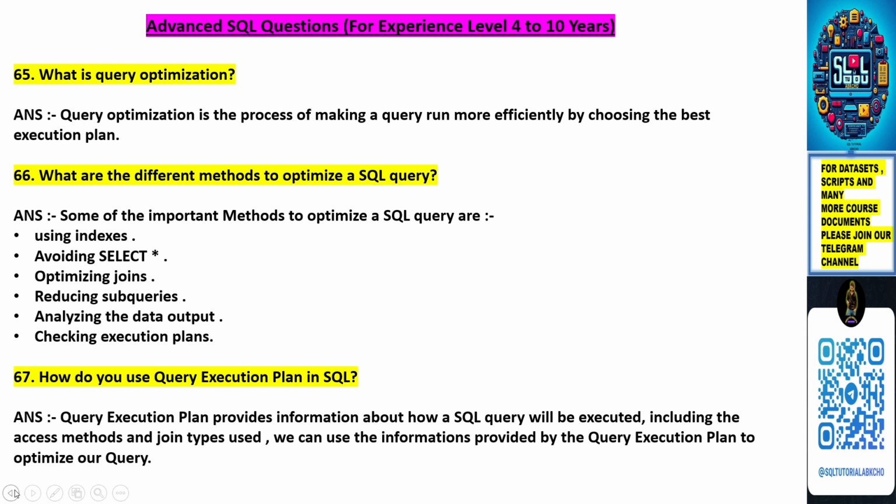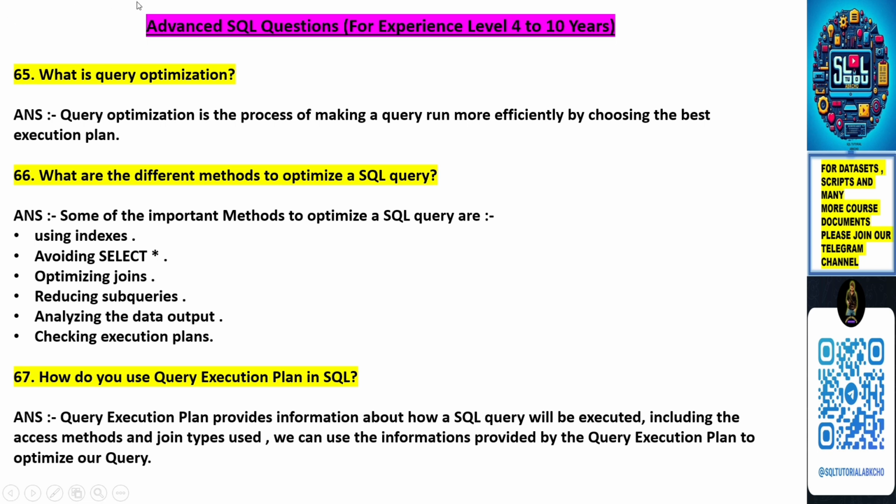Now the 67th question. How do you use query execution plan in SQL? The answer for this will be, query execution plan provides information about how a SQL query will be executed, including the access method and join type used. We can use the information provided by the query execution plan to optimize our query. Basically, the query execution plan will provide us the way our query is getting executed, and by analyzing that we can know how we can enhance or optimize the query that we have written.